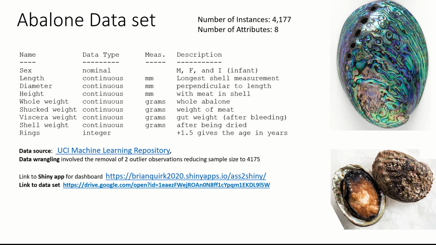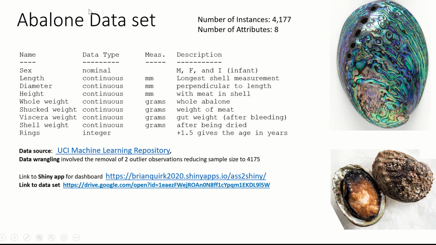In looking at the data, we noticed 2 outliers that we removed, reducing the sample size to 4,175, and I've created an app to interrogate the relationships between the different attributes in Shiny app.